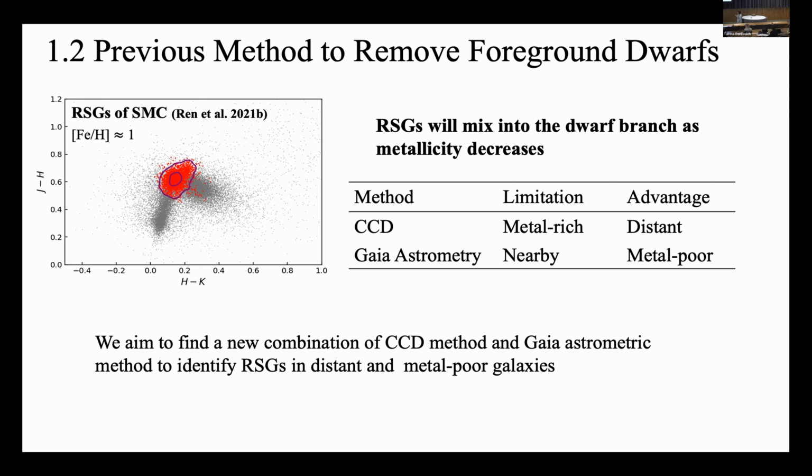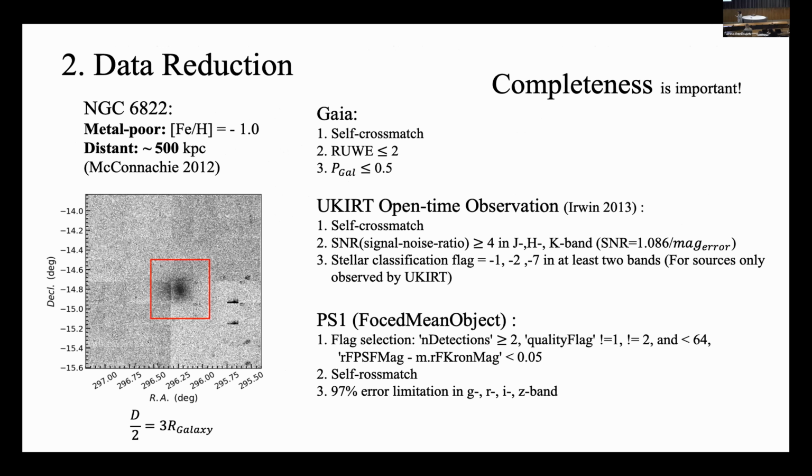Hence, in this work, we aim to find a new combination of the CCD method and the Gaia astrometric method to identify RSGs in distant and metal-poor galaxies. We use the galaxy NGC 6822 as a case study because its low metallicity and moderate distance make it a good laboratory for our study. Its iron to hydrogen ratio is about -1 and its distance is about 500 kpc. Our research region is inside the red rectangle.